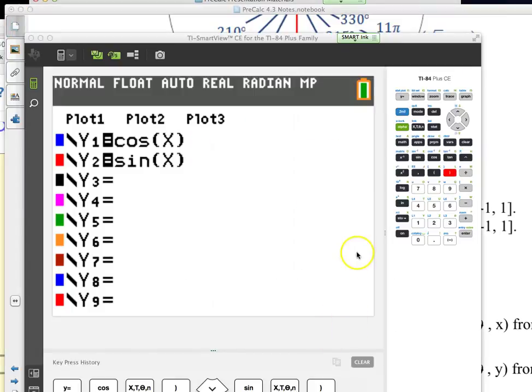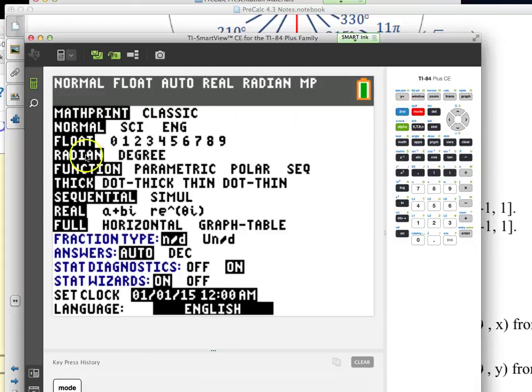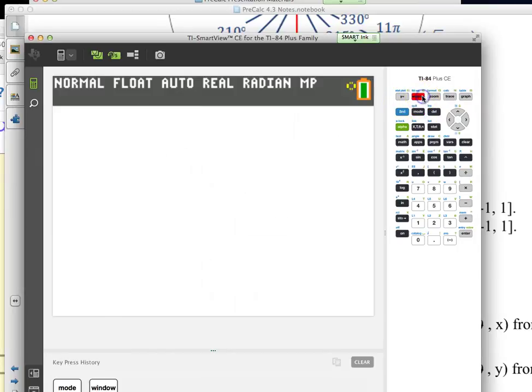Okay, so I pulled up my calculator, and I've got the cosine of x and the sine of x. I've got to go to mode, because I want this one in radians. So I'm going to get in the mode here, and I want to make sure I'm in radians. I am in radians. Okay, and then I'm going to go to my window.